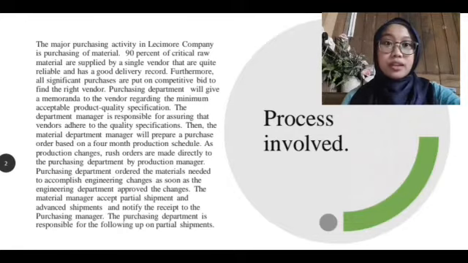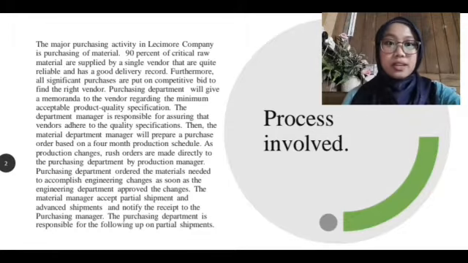Purchasing department audits the materials needed to accomplish engineering changes. As soon as the engineering department approves the changes, the material manager accepts partial shipment and advance shipments and notifies the receipts to the purchasing manager. The purchasing department is responsible for following up on partial shipments.